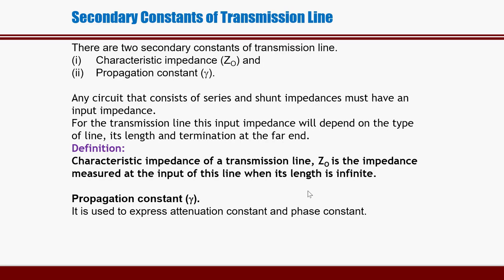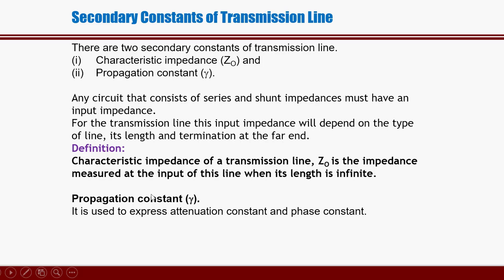The second secondary constant is the propagation constant gamma. We already know that the propagation constant is expressed in terms of attenuation constant and phase constant. Attenuation constant is alpha and phase constant is beta, and gamma is equal to alpha plus j beta. We have seen this parameter in the case of electromagnetic waves, and it is also applicable for transmission lines. So a transmission line has its own propagation constant gamma, measured in per kilometer units.